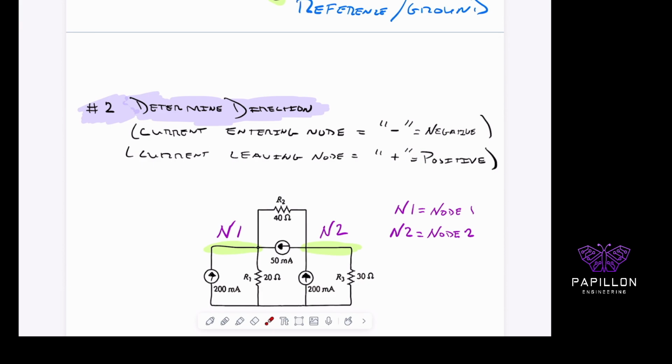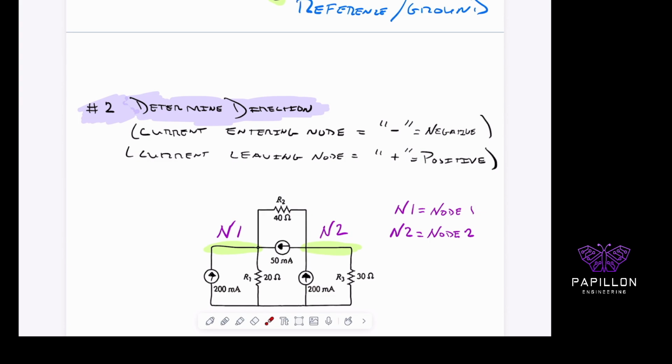Number 2 is determining the direction of where your current is flowing. The whole idea of nodal, again, is that you're supposed to determine directions of current entering or leaving a node. Okay, so when you look at this, you have 2 options. You could either say the current entering a node is a negative value and a current leaving a node is a positive, or you can do vice versa.